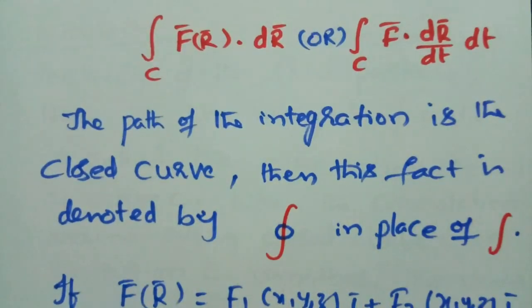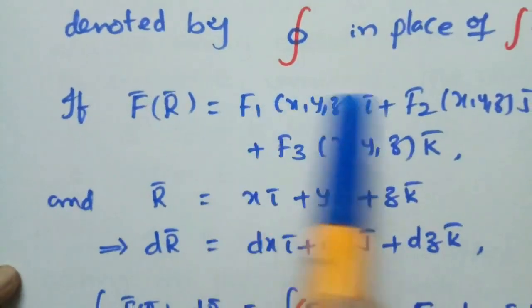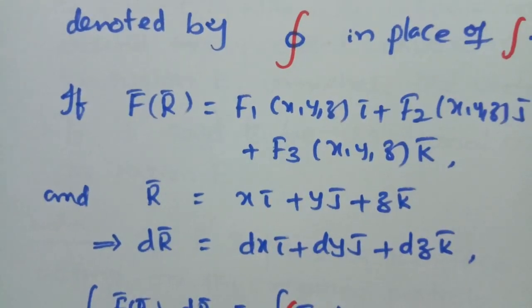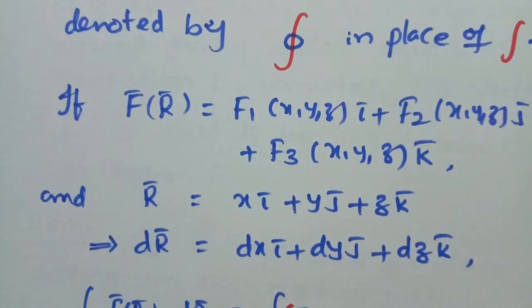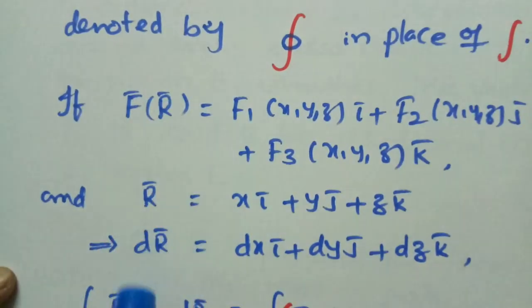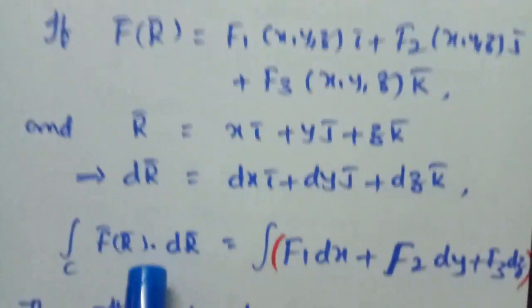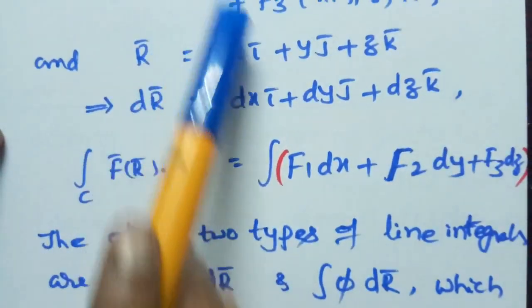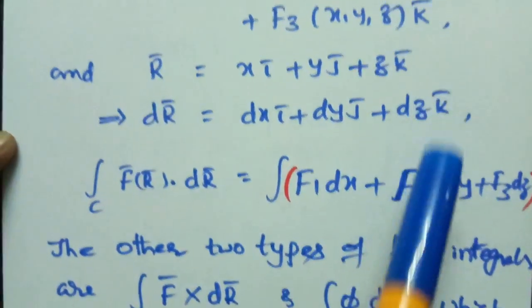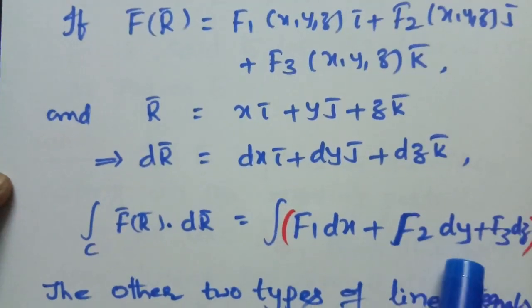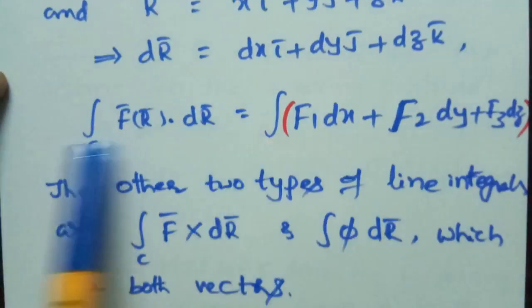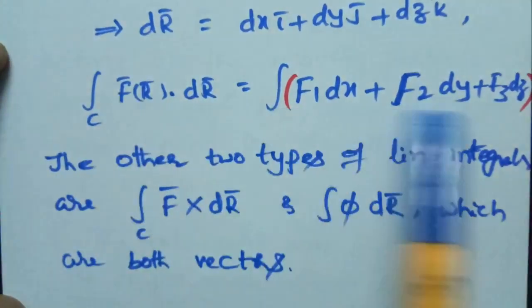But if f of r is in the form f1 i bar plus f2 j bar plus f3 k bar, where f1, f2, f3 are functions of x, y and z, and r bar is the position vector whose derivative is dx i bar plus dy j bar plus dz k bar, then the dot product, integral over c of f bar dot dr bar, is equal to, since i bar dot i bar is 1, integral of f1 dx, j bar dot j bar is 1, so f2 dy, k bar dot k bar is 1, therefore f3 dz. This is the evaluation of the line integral.